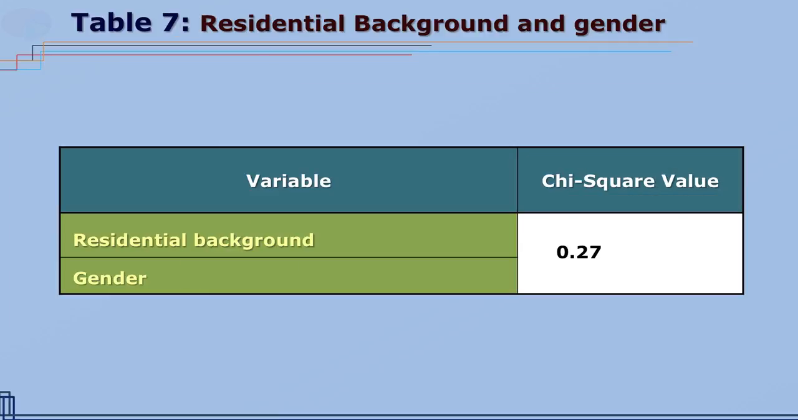From table 7, it can be seen that the chi-square value is 0.27, which is not significant. It shows that the residential background and gender are not significantly associated. Thus, the null hypothesis that there is no significant association between residential background and gender is not rejected. It may therefore be said that residential background and gender were found to be independent of each other.